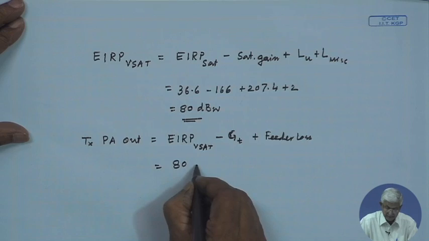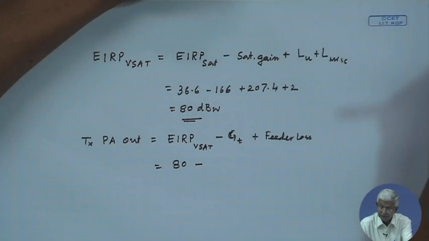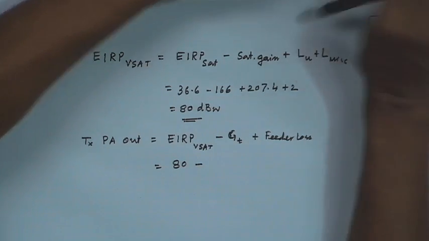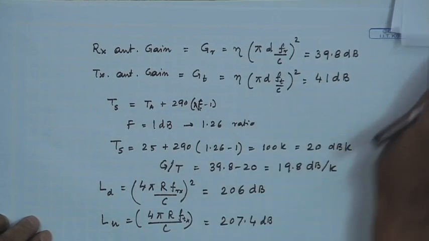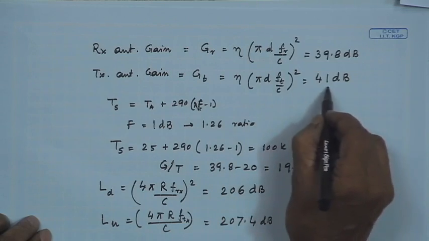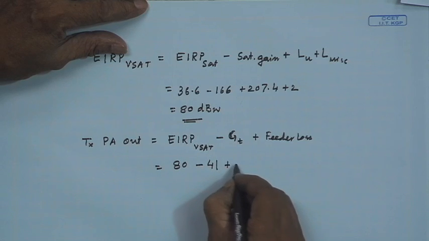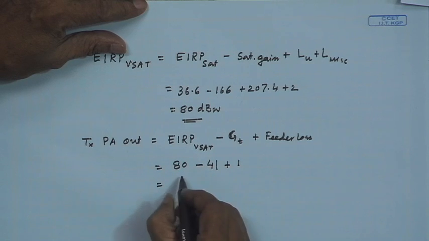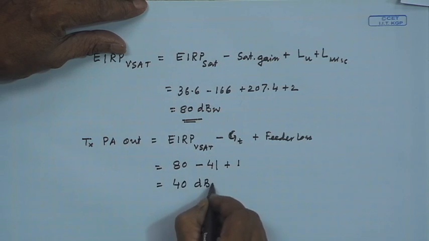This is 80, and if I recollect the antenna gain, which was calculated as 41 dB. Transmit antenna gain was calculated as 41 dB. So, we put 41 here, and feeder loss was 1 dB. So, this comes out to be 40 dBW.